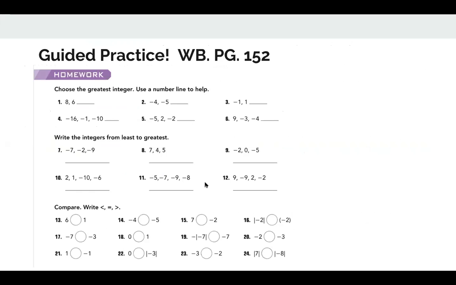Then lastly, we worked on ordering integers from lowest to greatest. And the technique we used, and feel free to sketch a number line if needed on your quiz, is we looked at the terms that we had, made an appropriate number line, plotted them, and then scanned from right to left or left to right, depending on if you were going from greatest to least or least to greatest, to find out the ordering of the integer terms.